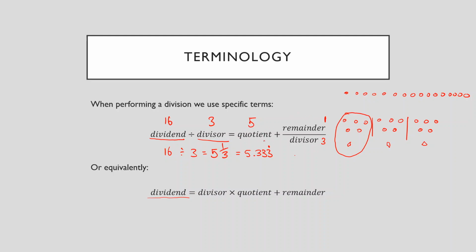Multiplying the quotient by the divisor just gives me divisor times quotient. And multiplying the remainder over divisor term by the divisor just gets rid of the divisor, and you end up with the remainder. So if I use the numbers that I've got here, 16 equals 3 times 5, which is 15, plus 1 left over. And it all works out in the end.